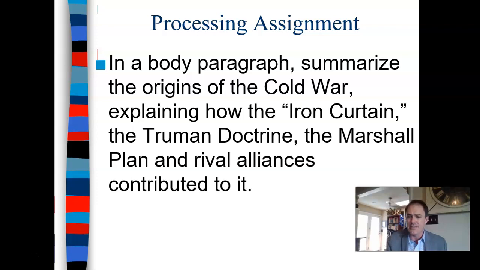And then I've given you the evidence, right? You don't even need to go find out what evidence you're going to use. In this question, I've given it to you. The evidence is Iron Curtain, Truman Doctrine, Marshall Plan, rival alliances. I'm talking about NATO versus the Warsaw Pact, right? So now what you need to do is explain what those are, identify what is the Truman Doctrine, what is the Marshall Plan, etc. Identify them, and then explain how they led to the Cold War.